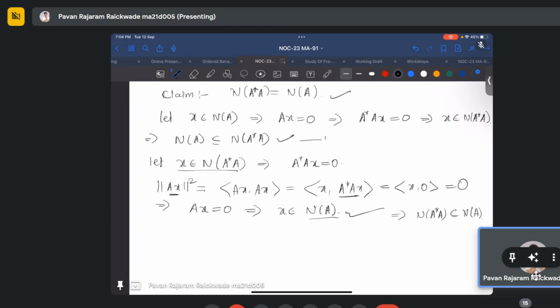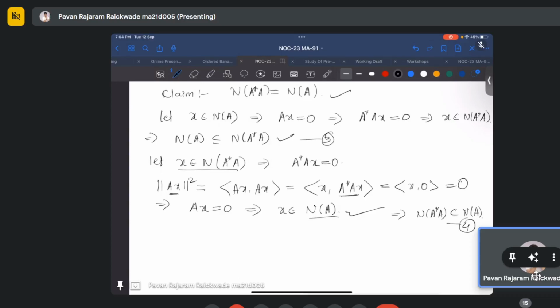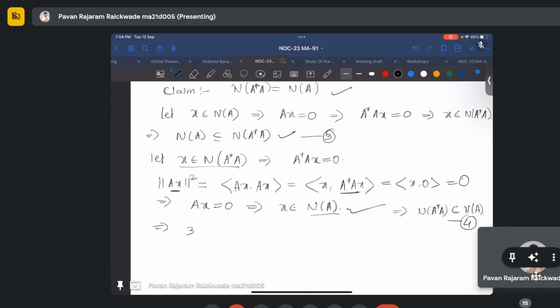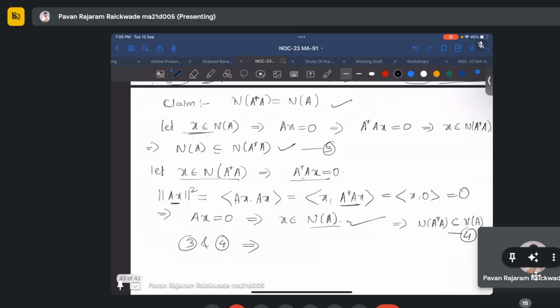Sir, instead of using the inner product here, can we pre-multiply by A? In this second claim, let X belong to the null space of A star A, and pre-multiply by A on both sides. You are saying here, the one I circled? Yes, sir. So if you multiply with A, you get A star AX is 0.